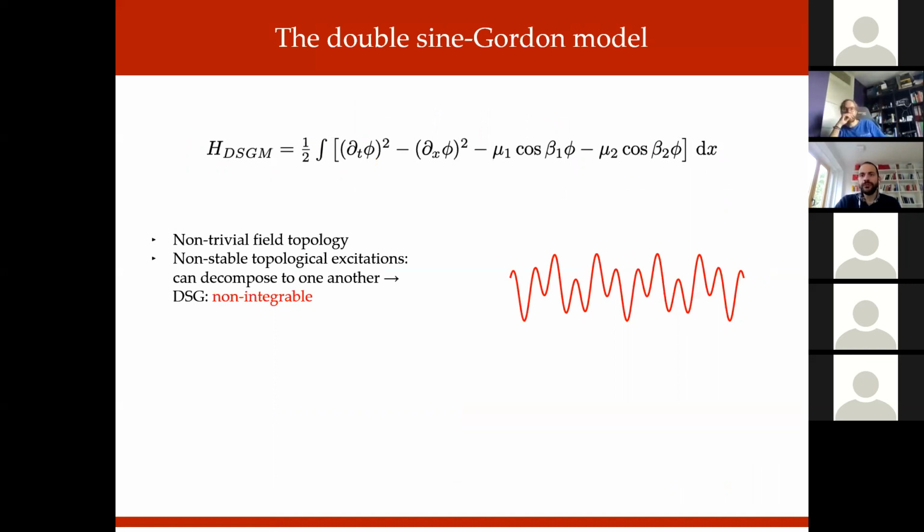Now, the double sine-Gordon model, perhaps less intuitive or less understood from the physical point of view, is described by a perturbation of the sine-Gordon model by an additional cosine term with a different frequency. And now the field topology becomes non-trivial. The solitonic excitations of the sine-Gordon are no longer stable, and they decompose into other particles. So the double sine-Gordon model is non-integrable.